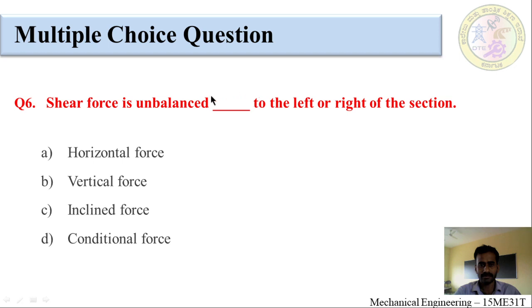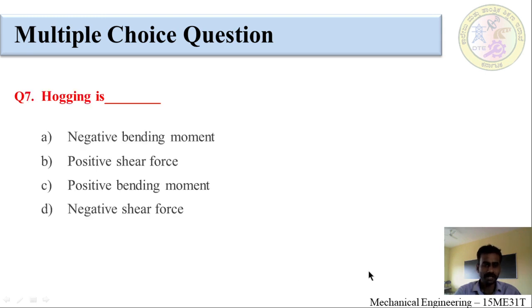So you have to fill in these blanks with the correct answer. Okay, the options we have are horizontal force, vertical force, inclined force and conditional force. Okay. The seventh question is hogging is dash. That means hogging is considered as whether option A negative bending moment or positive shear force, a positive bending moment or a negative shear force.